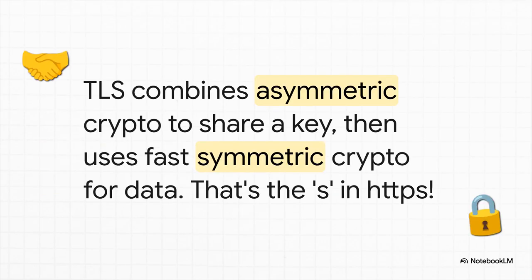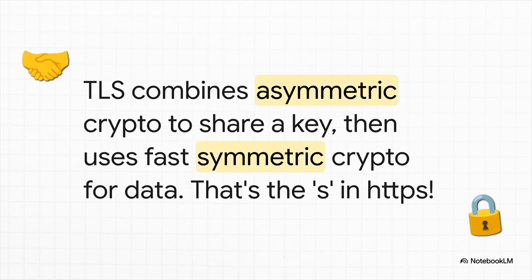And this brings us right back to where we started. This is the big secret. Modern internet security doesn't choose just one system, it uses both. First, your browser uses that slower but super secure asymmetric crypto to check the site's digital certificate and safely agree on a brand new temporary secret key.